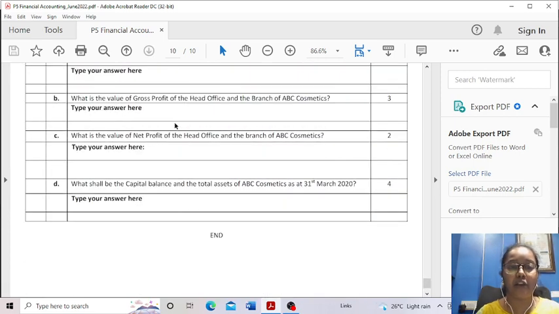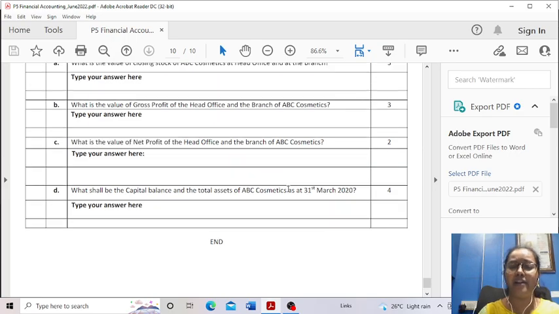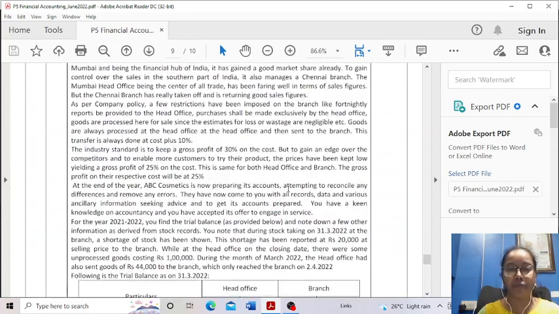And point B, what is the value of gross profit of head office and the branch of ABC Cosmetics? Gross profit you need to ascertain here. What is the value of net profit of the head office and the branch? Net profit you need to ascertain. What should be the capital balance and the total assets of ABC Cosmetics? Means what will be at the end? Capital balance will be there that you need to show.